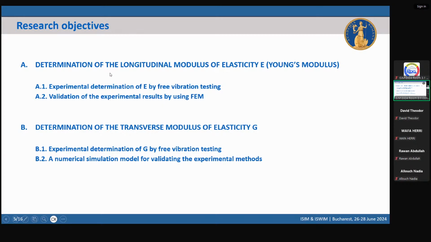The research objectives are determination of the longitudinal modulus of elasticity by experimental determination using free vibration testing, and validation of the experimental results by using FEM. The same research, the same procedure, is made for the transverse modulus of elasticity.